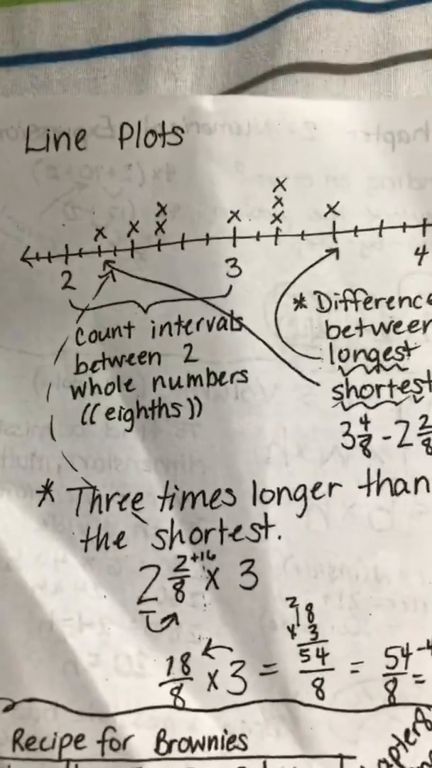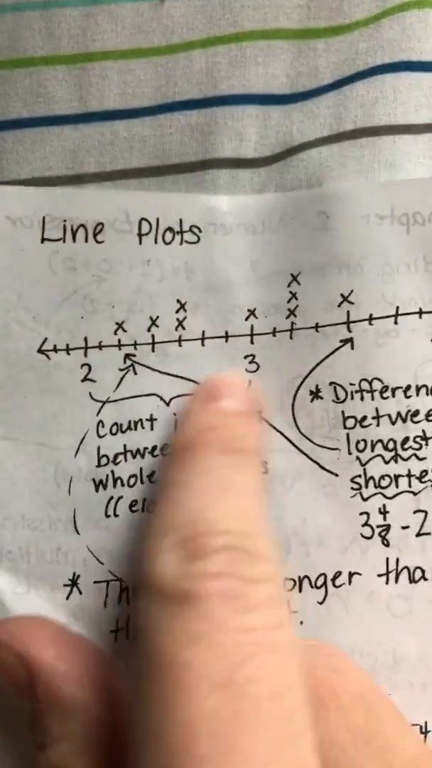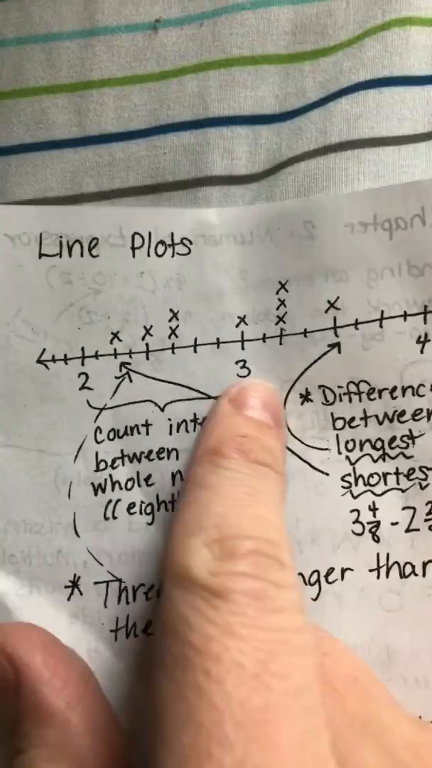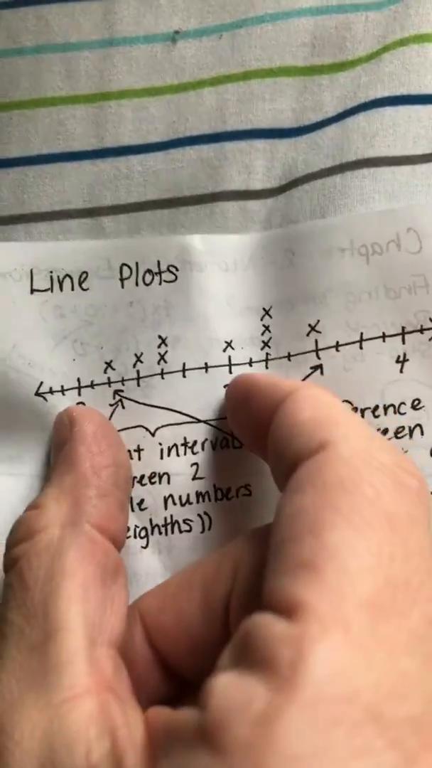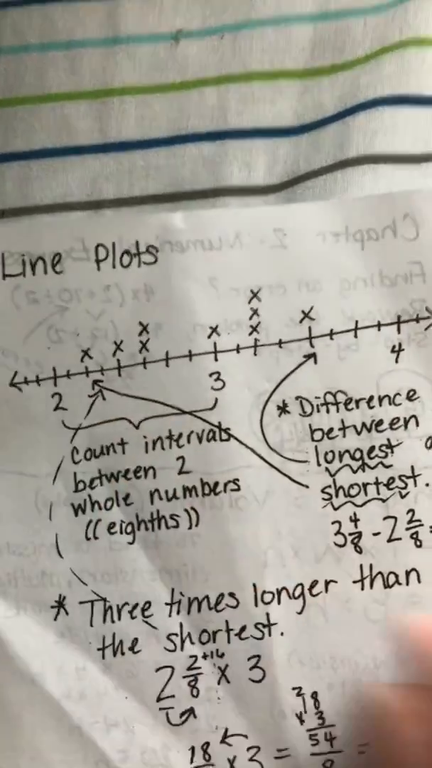Then we also did some line plots with all of our operations with fractions. So some friendly hints to find what your line plot is divided into. Count your intervals from one whole number to the next whole number. That will tell you what it's divided into. This one was divided into 8ths.